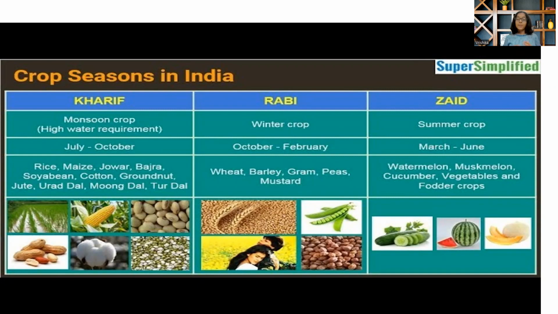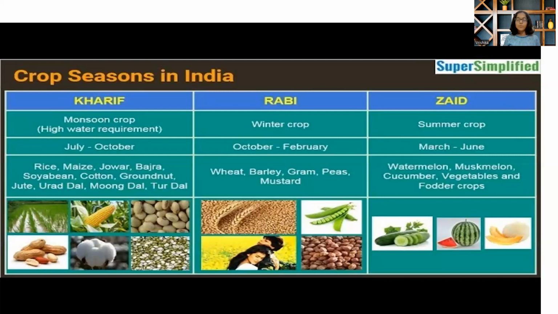Rabi crops. Rabi crops are the crops which are grown in the winter season. Winter season in India lasts from October to February. Crops which are grown in winter season are wheat, barley, gram, peas, mustard, etc.